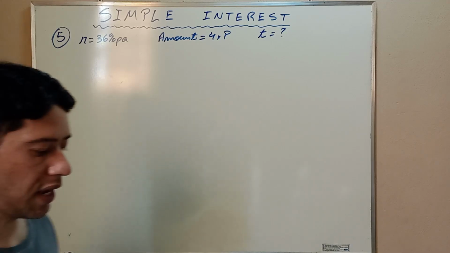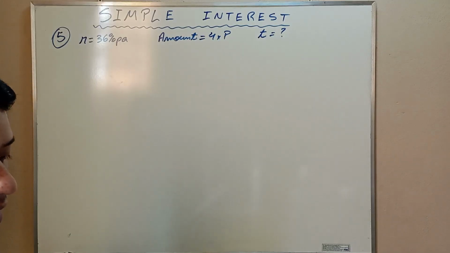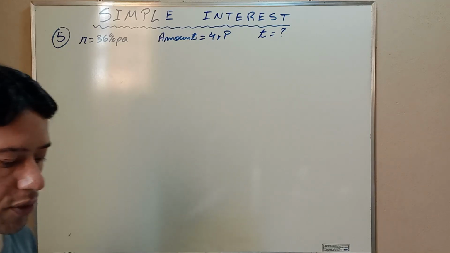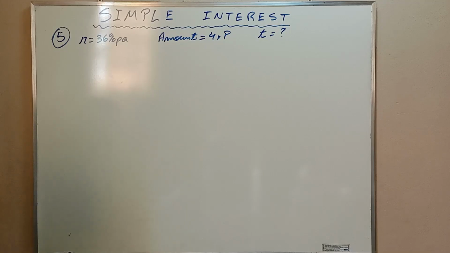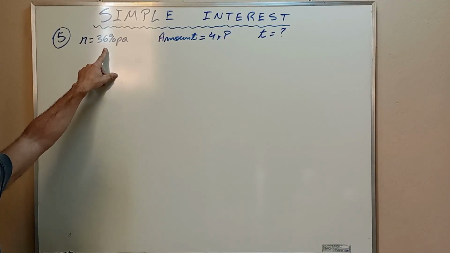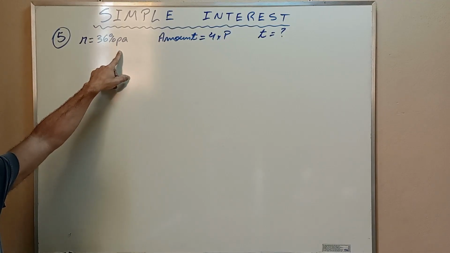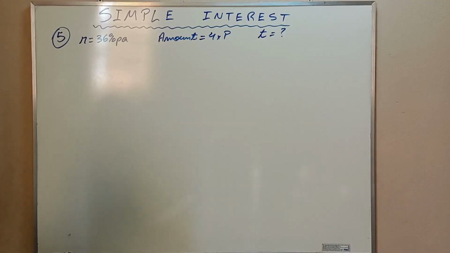Question number 5. A principal amount was invested at an annual simple interest rate of 36%. To redeem an amount 4 times the initial investment, what is the minimum period that the capital must remain invested? Alright, my friends, this is the question. Let's go to the solution. But before going to the solution, let's review the information that the exercise provided. And the exercise said that the amount was invested at an annual interest rate of 36%. Okay, 36% per annum, which means 36% per year.